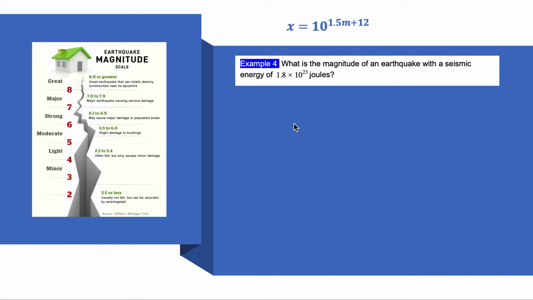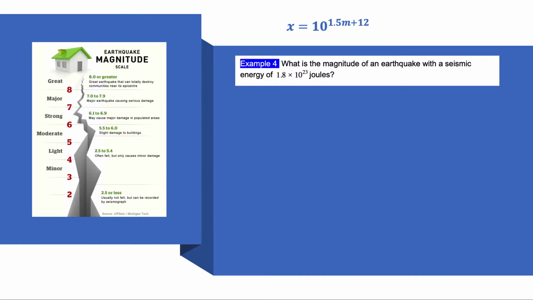Modeling with logs. Example 4. What is the magnitude of an earthquake with a seismic energy of 1.8 times 10 to the exponent 23 joules? So the formula for finding the magnitude is x equals 10 to the exponent 1.5 m plus 12. M is the magnitude and x is the seismic energy.